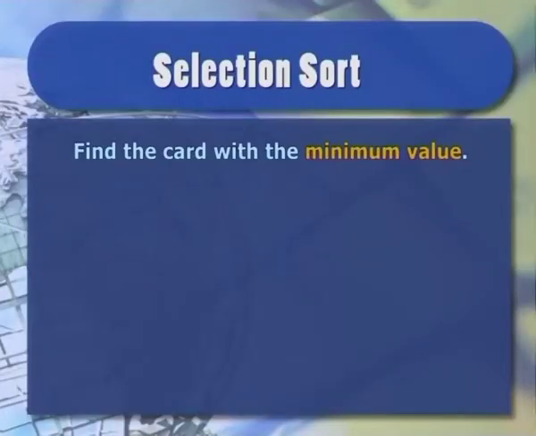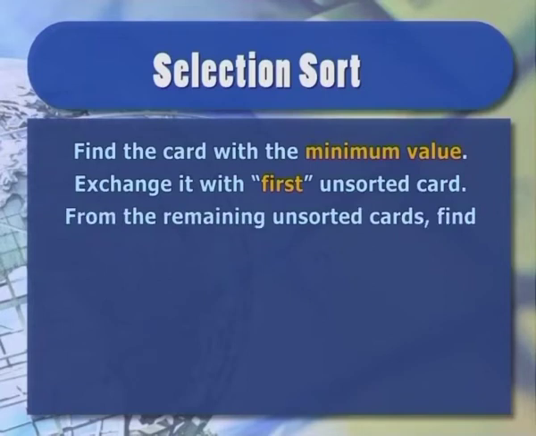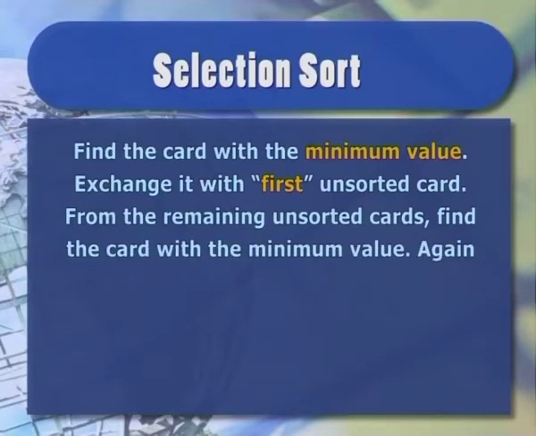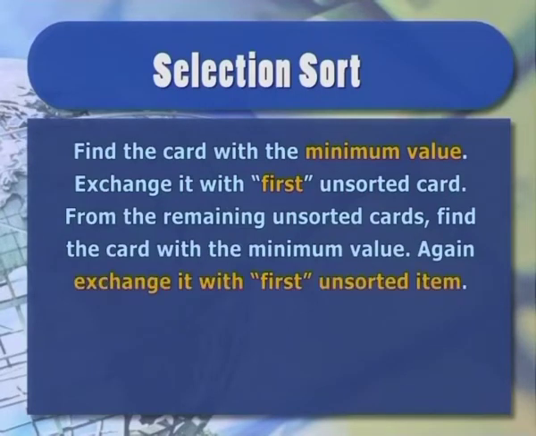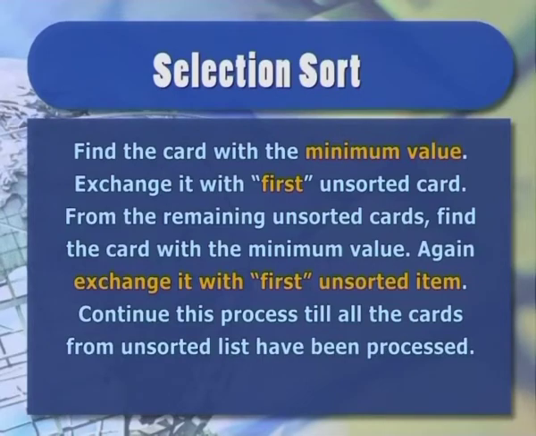Find the card with the minimum value, exchange it with the first unsorted card. From the remaining unsorted cards, find the card with the minimum value. Again, exchange it with the first unsorted item. Continue this process till all the cards from the unsorted list have been processed. We illustrate this with a very nice animation provided by Virginia Polytechnic Institute and State University.